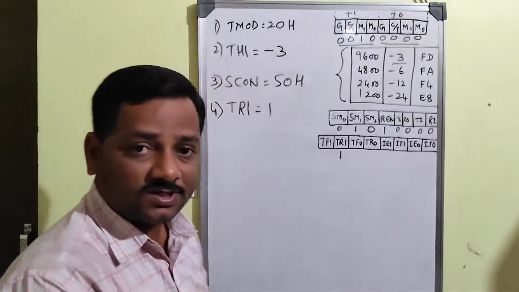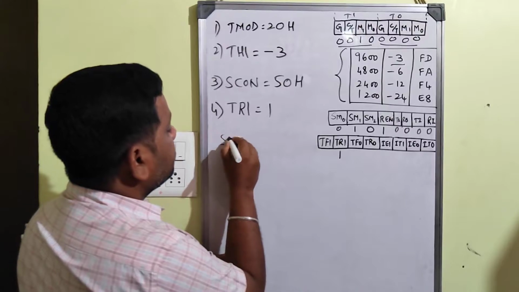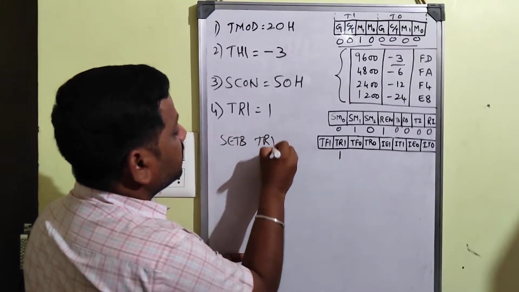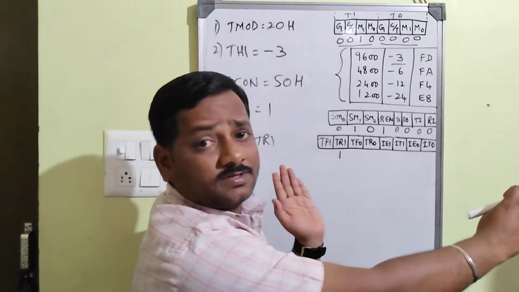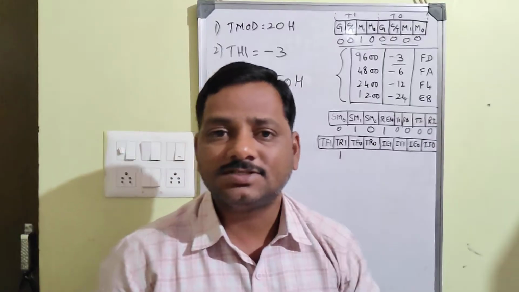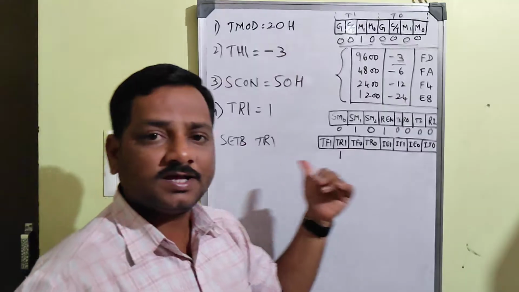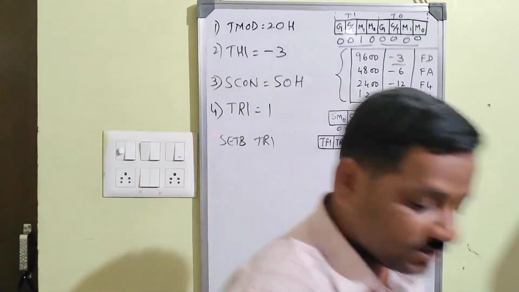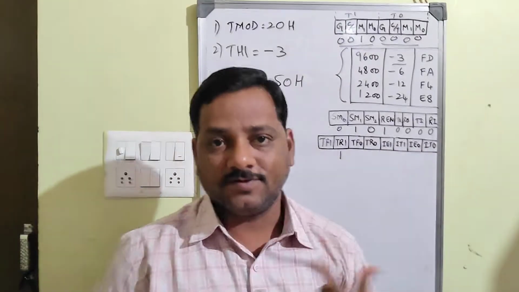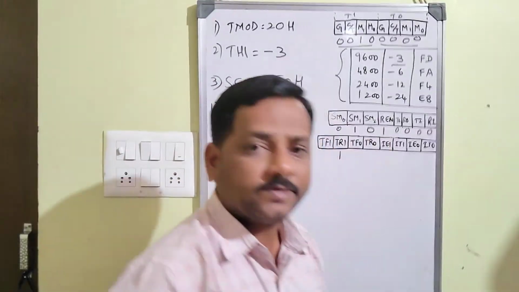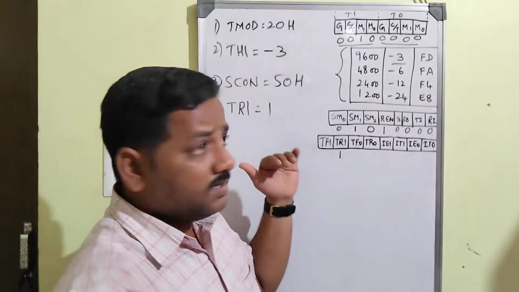So I can just use one instruction called SETB TR1. If I write this, only this bit will become high. Don't worry about the other bits. Don't put anything into the other bits. Just make this high. By using this line, I can make it high. When you make this high, the system is ready to transfer. The bytes will move now. But it is ready.